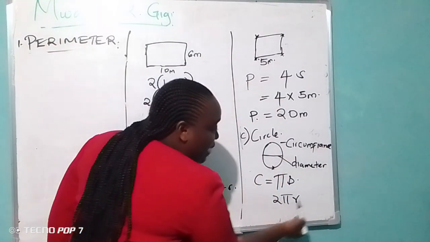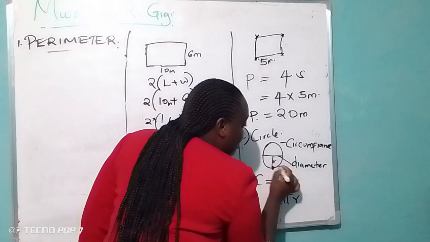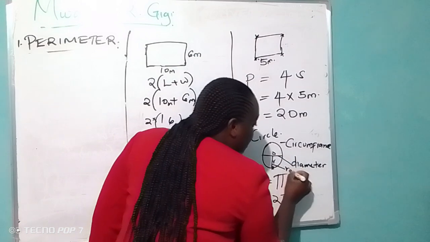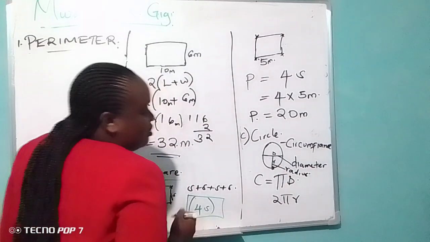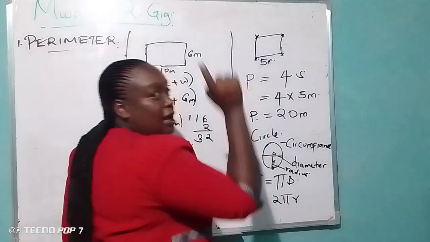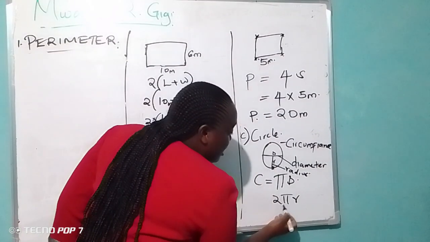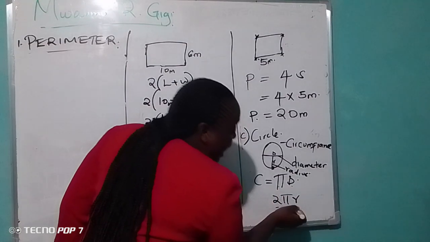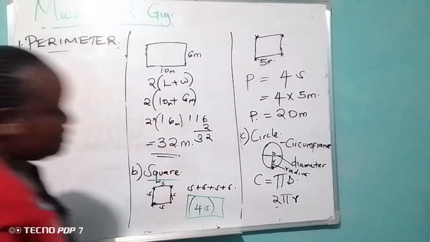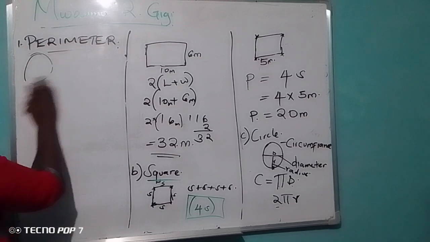But when we say it's 2 pi r, r ni radius. So, pi d, d ni diameter, r is the radius. Radius times 2 makes a diameter. That's why we say it's pi d or 2 pi r. Yani r ikiwa mara mbili inakuwa d. Sawa sawa? Yes.